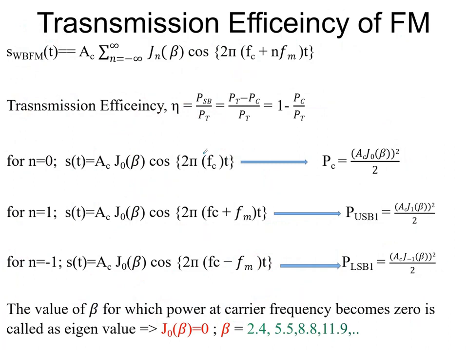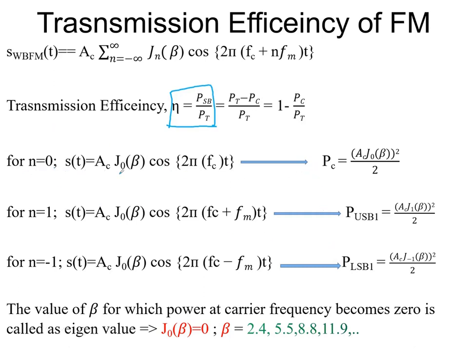Next we are going to see the transmission efficiency of the frequency modulation. You know the wideband FM signal. Here the transmission efficiency is defined like this: the ratio of the sideband power to the total power. Maybe in percent you may be keeping it, and sideband power here refers to the total power subtracted by the power at carrier frequency. Now what are the powers at carrier frequencies? All the calculations have been given to you here very beautifully.